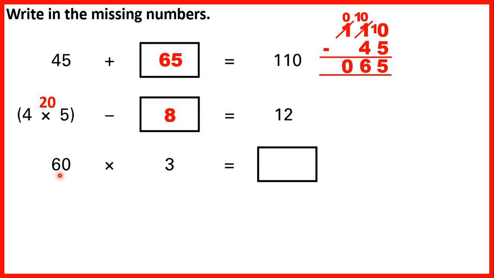And finally, we have 60 times 3. That's 180, because 6 times 3 is 18, and then if we have an end zero in a multiplication question, we need an end zero in our answer.